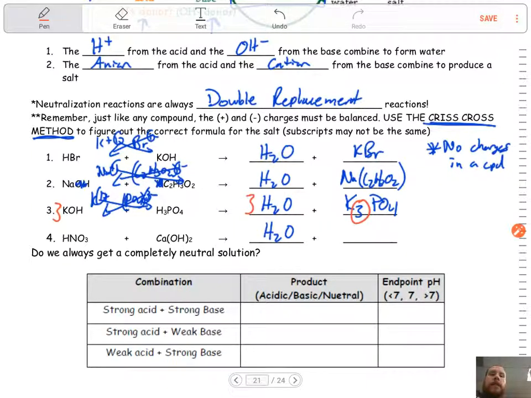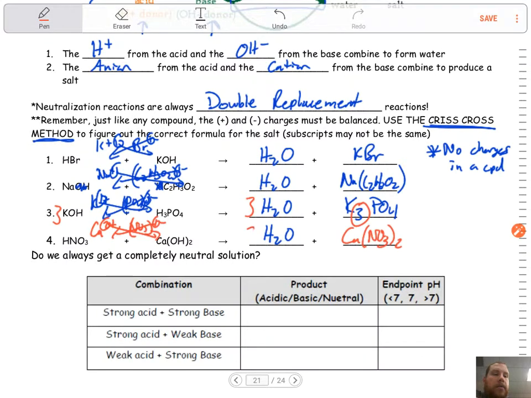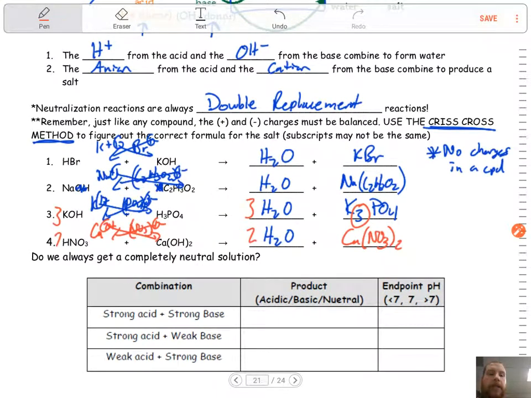Okay? So last one here. We've got Ca. Remember, the cation always goes first in the compounds as well. Nitrate has got a 1-. Crisscross those up. I get Ca(NO3) in parentheses with a 2 on the outside. I have to balance this as well, so there's a 2 there, and there's going to be a 2 there.